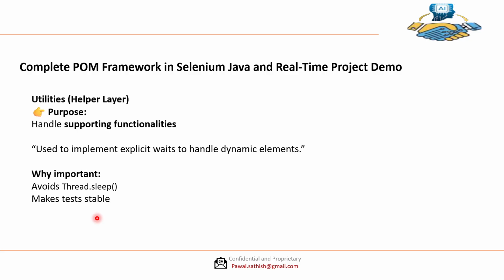Okay, the next component is the utilities. They handle the supporting functionalities, like implementing explicit waits to handle dynamic elements. It is important that utilities help us avoid the hard-coded Thread.sleep wait. If we use common utilities, our tests will definitely become more stable.